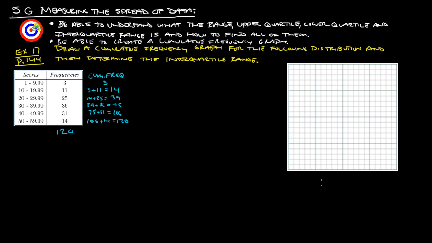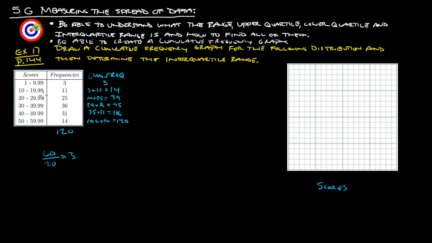We want to put our scores down here on the bottom. So let's do this, scores. And we want to be able to go up at least to 60. We have 20 across here. So to figure out what we want to do with that, let's take 60 and divide it by 20, and we get 3.